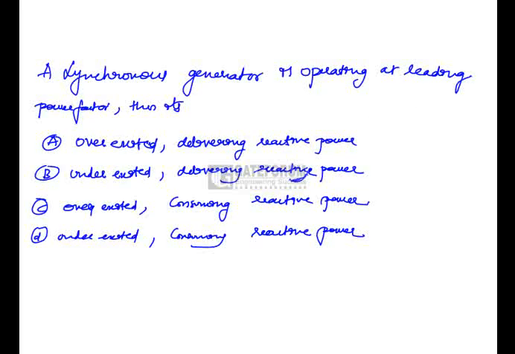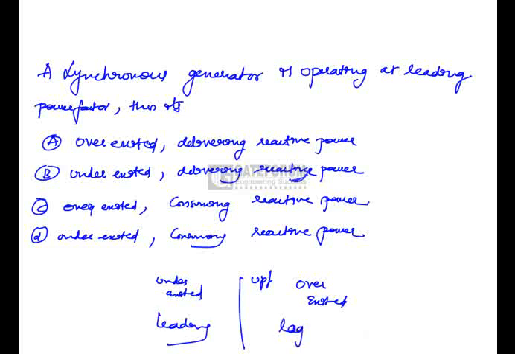It is operating at leading power factor. Generator means, suppose you have a unity power factor line: this one is the over excited zone, whereas this one is the under excited zone. When it is under excited, the generator will have leading power factor in the under excited zone, whereas lagging power factor in the overexcited zone. This is for generator.